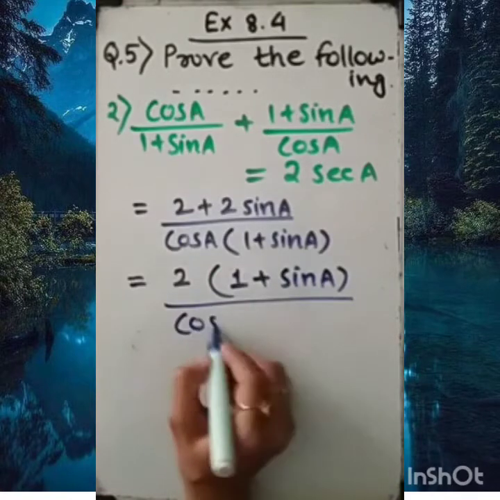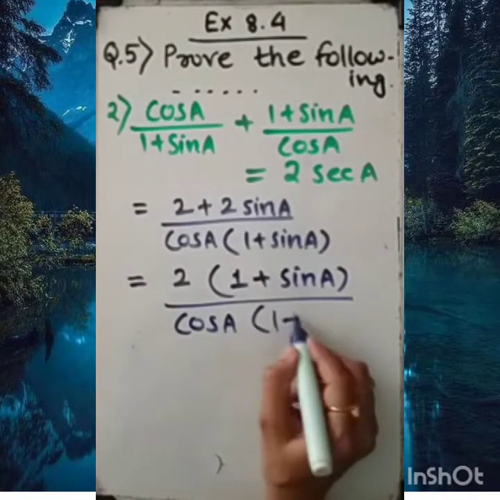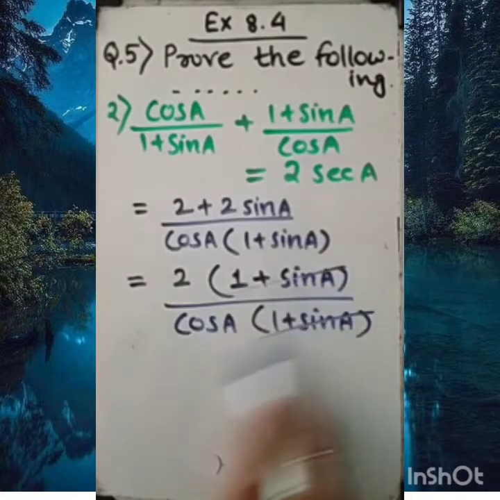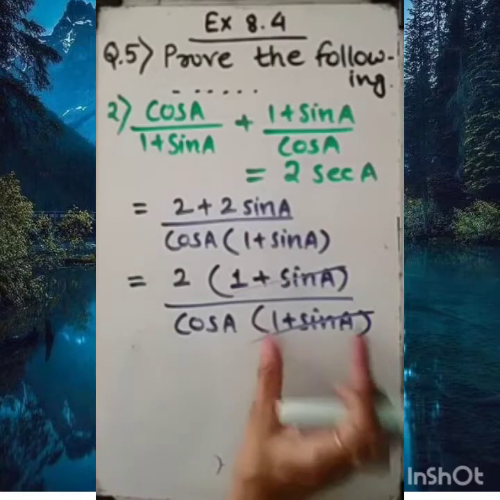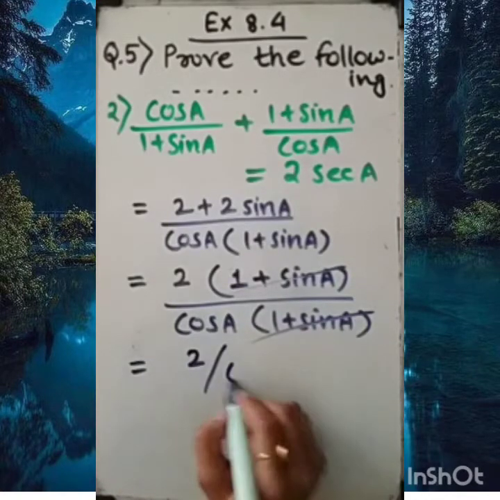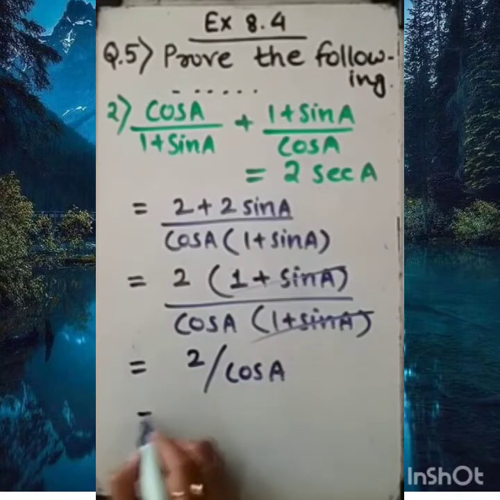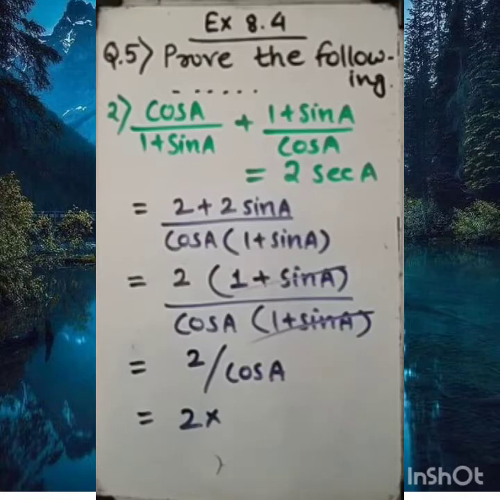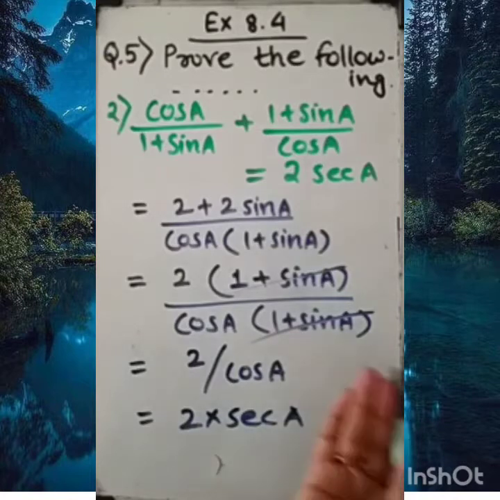In the denominator we have cos A and this 1 plus sin A. Got it? This full term cancels, because of the bracket we can cancel it this way. Now what is left? 2 upon cos A is left. Dear student, you know very well cos A is the inverse of sec A. So I need to mention that cos A's inverse, sec A, will be in the numerator.